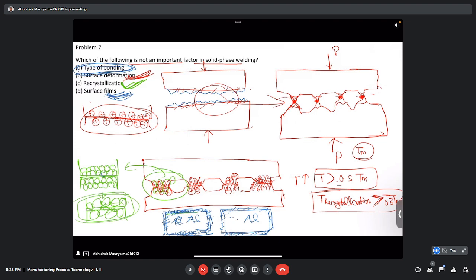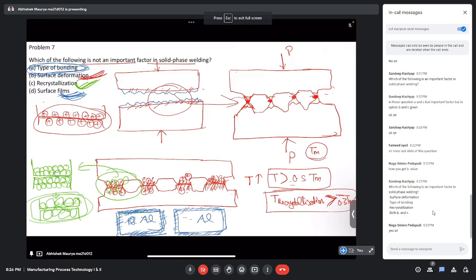Does someone have a doubt in this question? Which one of the following is an important factor in surface deformation: type of bonding, recrystallization, both B and C? This question is about finding a factor which is not important in the case of solid state joining. One by one, we have already discussed how surface deformation is responsible for the strength of the bond which we get during welding.